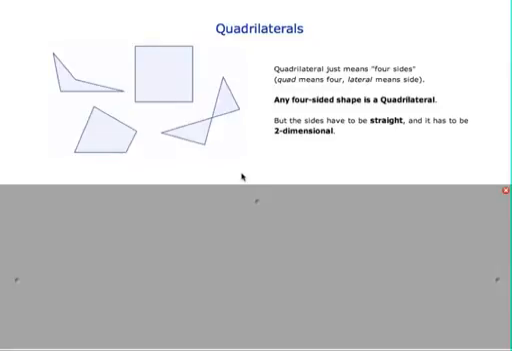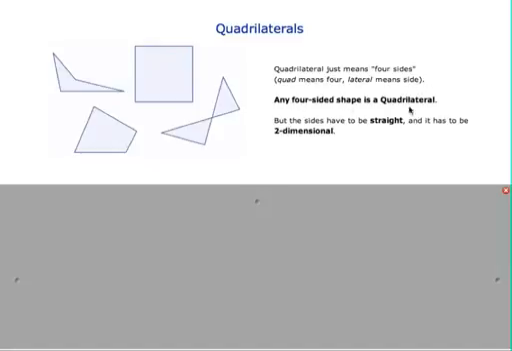In this lesson, we're going to talk about quadrilaterals. As you can see, there are some shapes on this screen. Quadrilateral means four sides. Quad, the first part of the word, means four. Lateral means sides. So if you put those two together, quadrilateral means a four-sided figure.